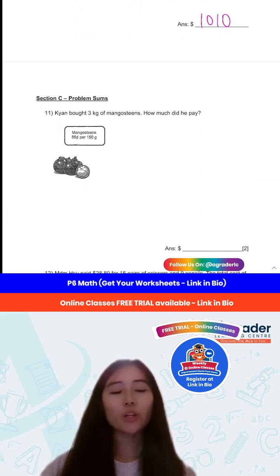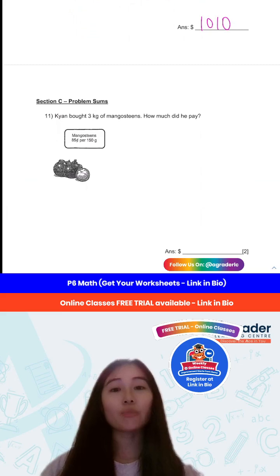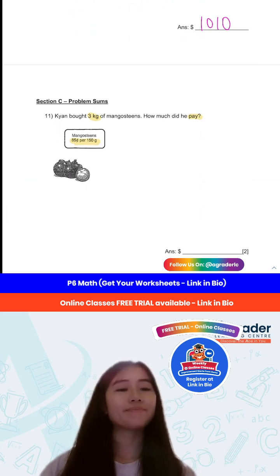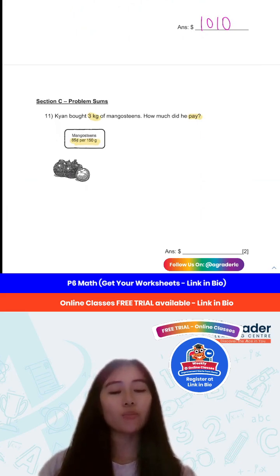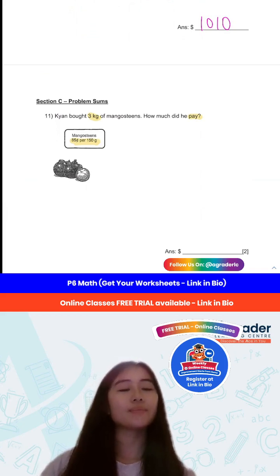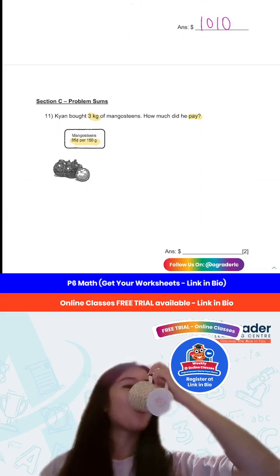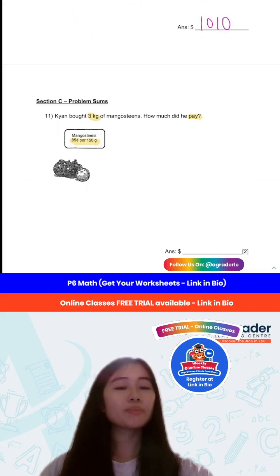Okay, so for this question, this boy called Kian bought 3 kg of mangosteen. So how much did he pay? This fruit shop sells the mangosteens at 85 cents per 150 grams. How much does he need to pay for these 3 kg of mangosteens? I'll give you 1 minute, okay? Send in your answer. You can use a calculator for this.